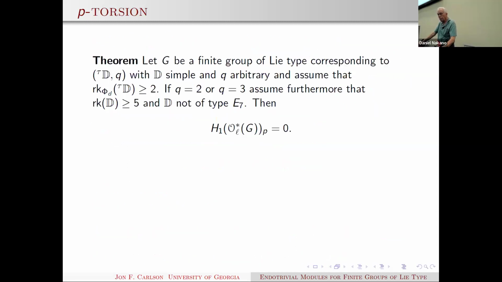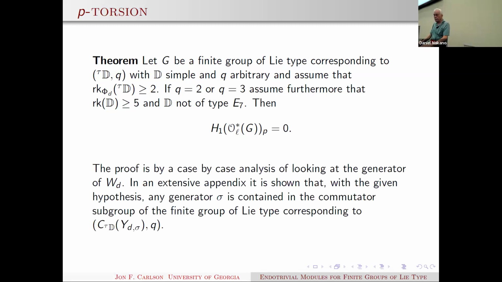Okay. So finally, what we get is we let G be a finite group of Lie type corresponding to a twisted group, with twisted root datum. And assume that the rank, phi D rank, is at least 2. And then if Q is not 2 or 3, you assume further that the rank of D is 5, and D is not of type E7. And then you can basically compute what the H1 of the orbit category is. And the H1 of the orbit category is again the group of endotrivial modules.